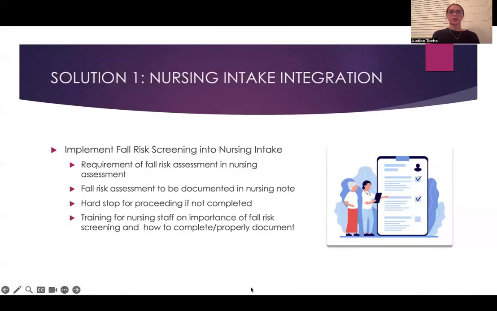To ensure the fall risk screening gap is addressed, a solution must be developed that ensures compliance and patient safety while not disrupting workflow or causing additional inefficiencies. The first potential solution that could be utilized to address the issue would be integrating a fall risk screening into the nursing intake portion. With this solution, the nurse would complete the fall risk screening in their initial intake and document into the nursing note. When the nursing note is archived without the fall risk assessment, a hard stop will occur to ensure that this is completed before moving on to the provider visit. Nursing staff will be trained on the importance of fall risk screening, how to complete it, and how to document it properly.